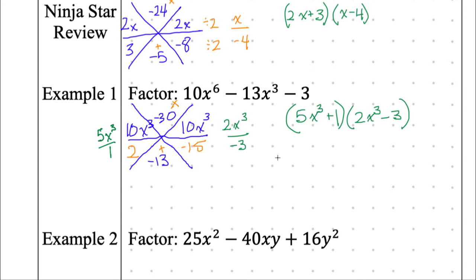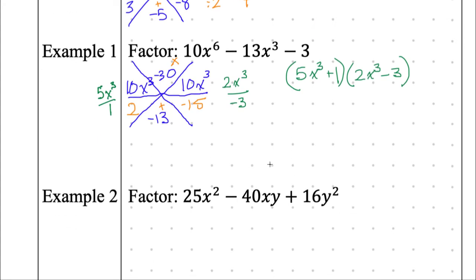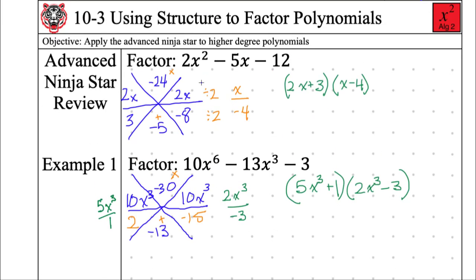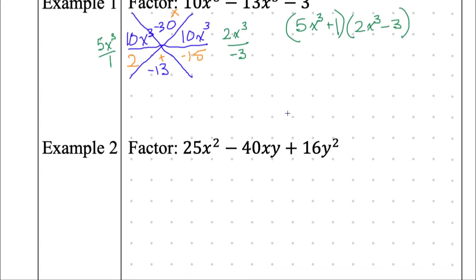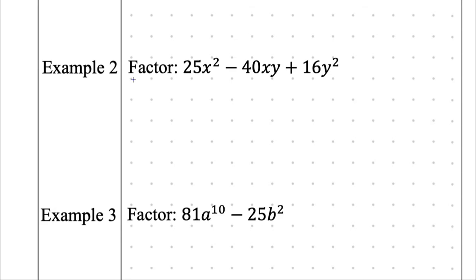Example number 2 is still advanced ninja star, but it looks different. Like, okay, first you see 25x squared, that looks the same as some number x squared, but now the difference is, wait, two variables, x and y? Wait, a variable at the very end? Yeah, you're kind of mixing this variable with this variable in the center, so that can happen. Let's see what happens. So advanced ninja star, you're going to set it up very similarly.